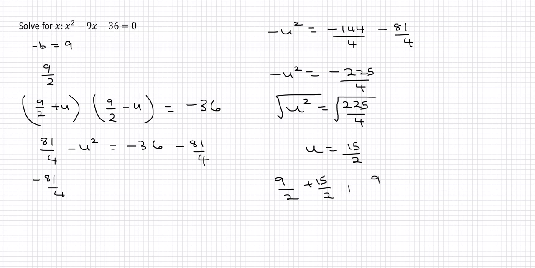And then 9 over 2 minus 15 over 2 as the second value. 9 plus 15, that's 24 over 2. And then we have minus 6 over 2. So this is going to give us 12 and then negative 3. So therefore, x is equal to 12 or negative 3.